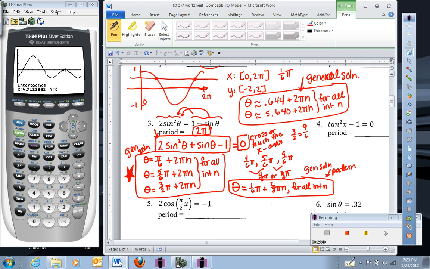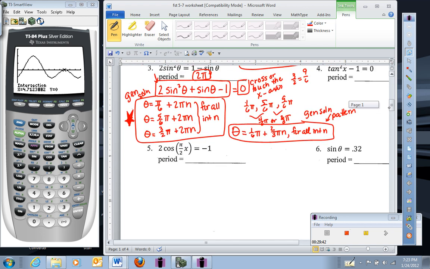Okay, let's try number 5. For number 5, first thing we notice is that we have a coefficient in front of x. So if you were going to write this back in its stacked fraction form, how do you find the value of a by knowing this? Multiplying by pi over 2 is like dividing by 2 over pi, isn't it?